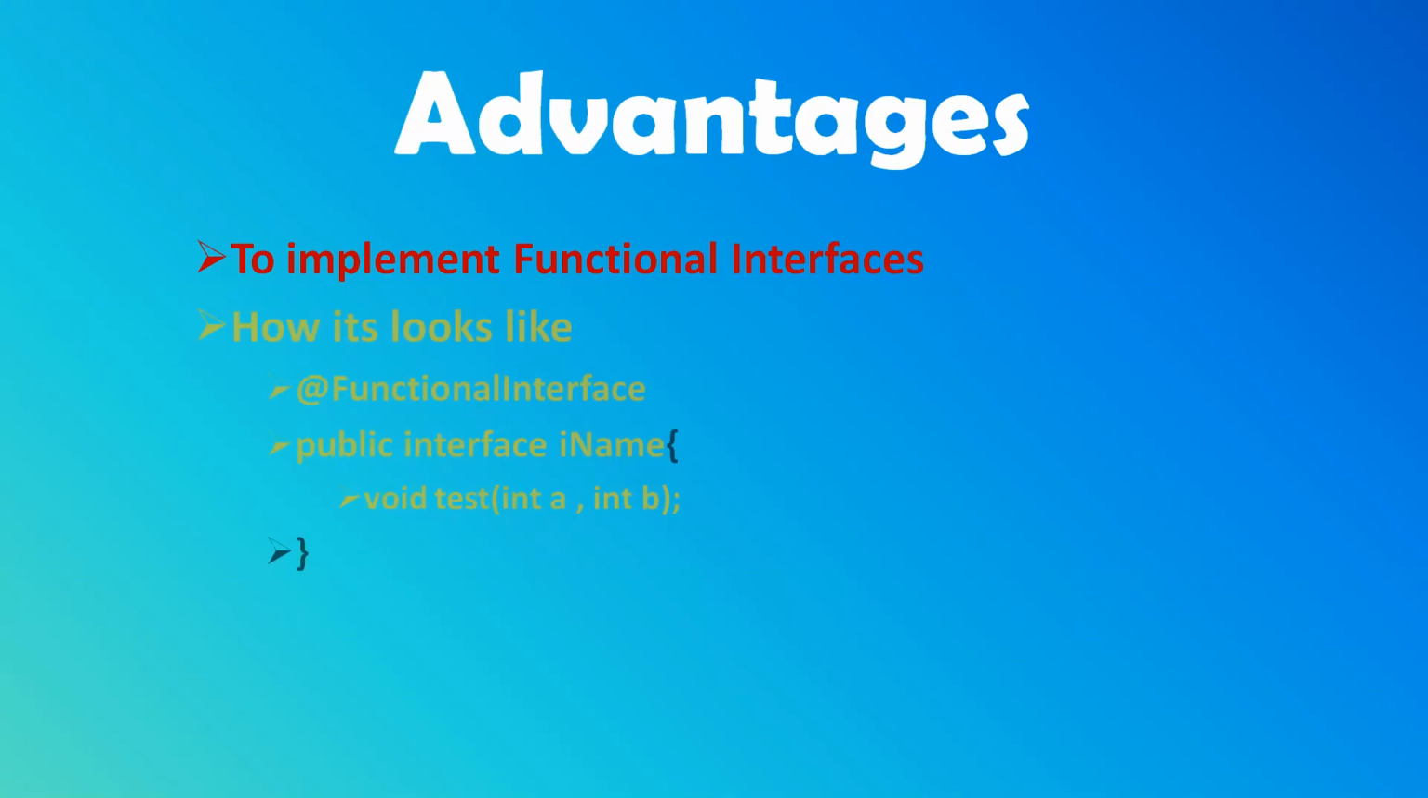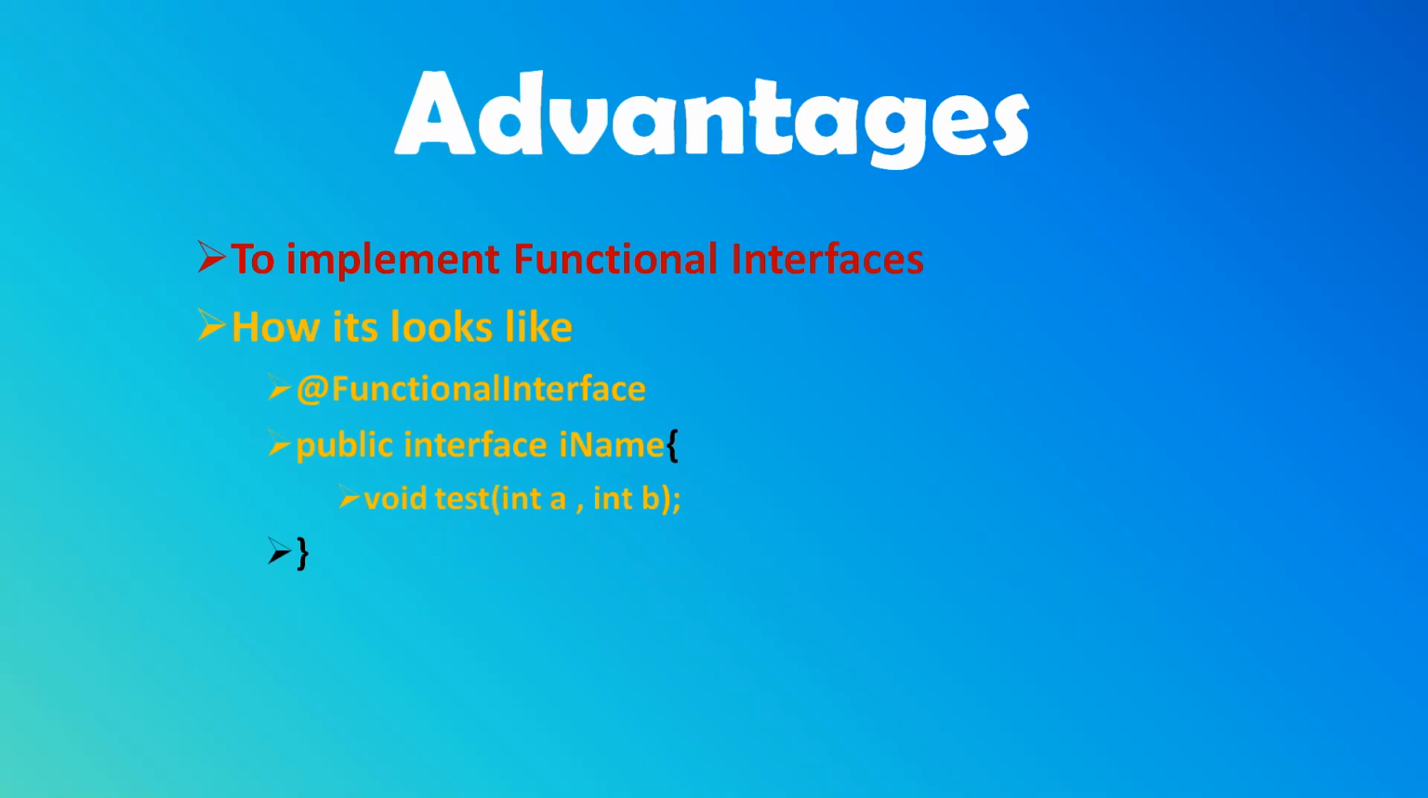So I'm using lambda, but what are the advantages? As I said earlier, it is used to implement the functional interface, and this is how it looks. You can identify a functional interface based on the annotation, but it doesn't mean the annotation has to be there. A functional interface may have the functional interface annotation or not, but it will contain only one method.